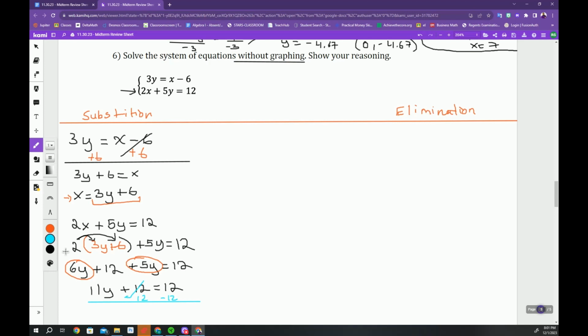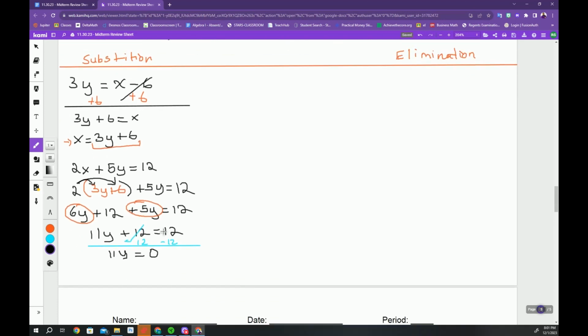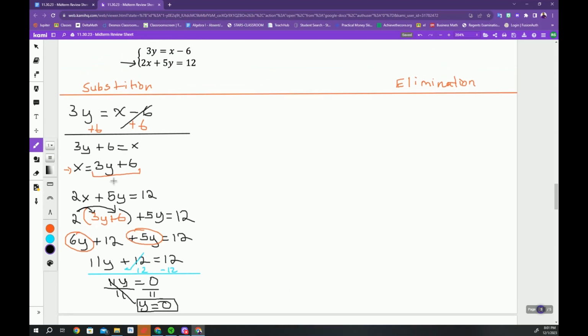We're left with 11y equals 12 minus 12, which is 0. Now we can solve for y by dividing both sides by 11, and 0 divided by 11 is 0, so y equals 0. We have the solution for y. But now we still need to find the solution for x.